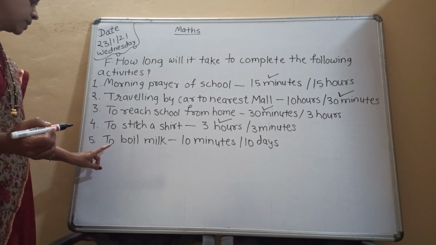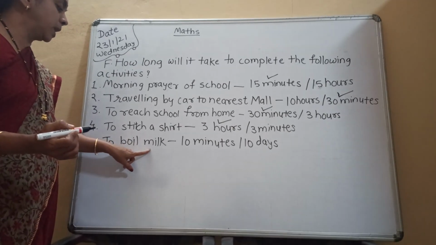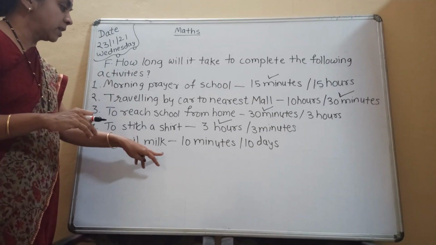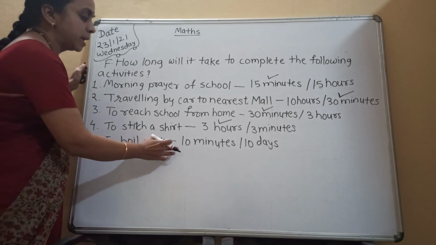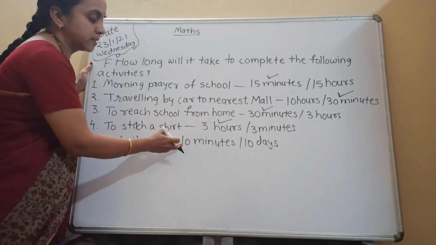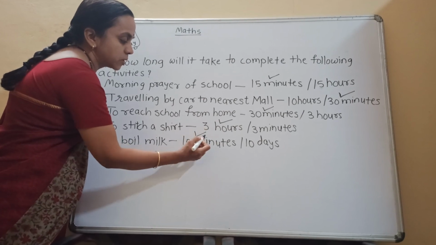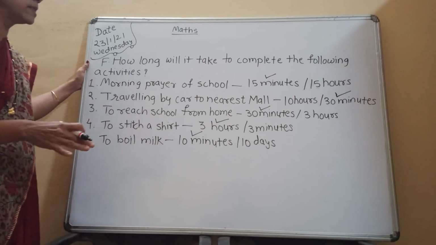Next example is to boil milk. हमारे घर में जो भी मिल्क आता है हम लोग उसको गर्म करने के लिए पॉट में रखते हैं. तो उसको गर्म बॉईल करने के लिए कितने मिनट्स लगते हैं? 10 मिनट्स और 10 days, only 10 minutes. So tick mark on this 10 minutes option. So just tick mark on these correct options in your textbook.